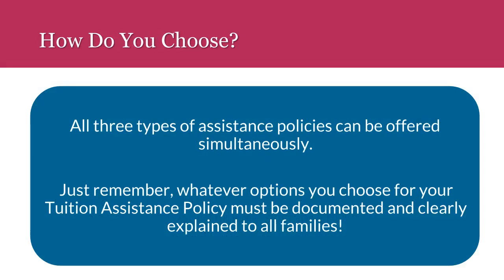Finally, you also do not have to choose between offering a sliding scale fee, scholarships, or tuition discounts. All three types of assistance policies can be offered simultaneously. Just remember, whatever options you choose for your tuition assistance policy must be documented and clearly explained to all families.